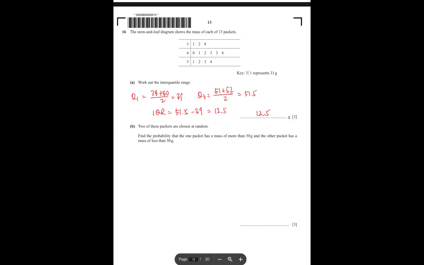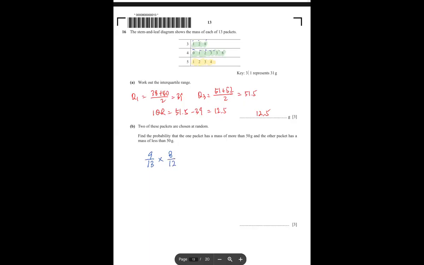Where are the packets that are less than 50? It's here. Let me just highlight it in green. Less than 50 here. More than 50 is the yellow one. So the probability of getting one more than 50 and the other one less than 50: I get less than 50 first, which is 1, 2, 3, 4, 5, 6, 7, 8, 9, sorry, 9. So 9 out of 13. After that, I draw the one that's more than 50, so it's 8 out of 12. Again, there's no replacement. I understood from the question, no replacement.